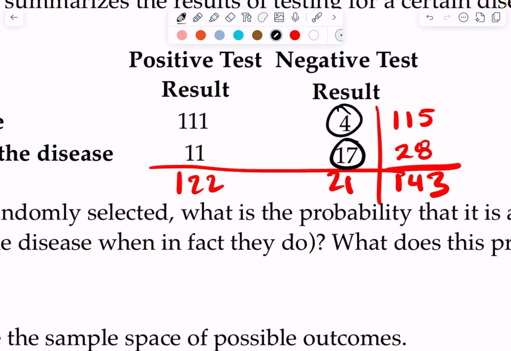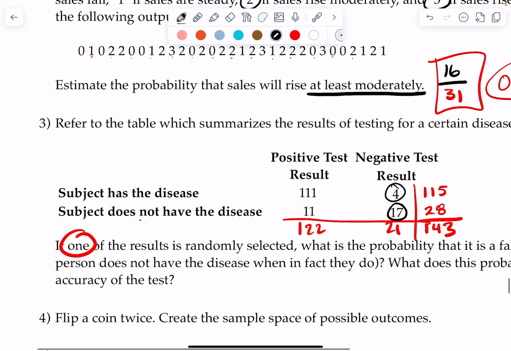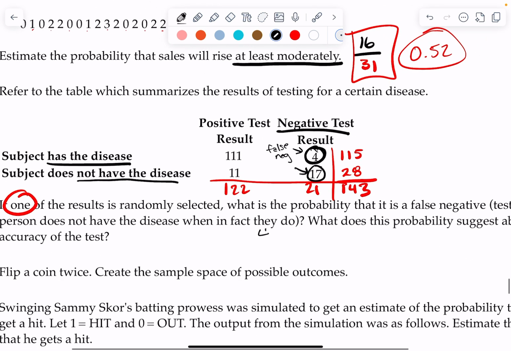That's a false negative. If they get a negative result, they should not have the disease, right? This is what should happen. So that means this is my false negative, right? They shouldn't have the disease and get a negative result. So that 4 is a false negative. 4 out of 143 is false negatives.